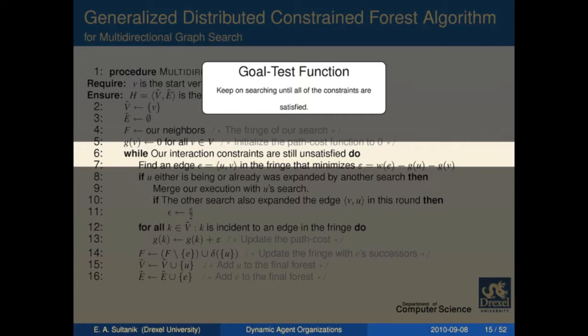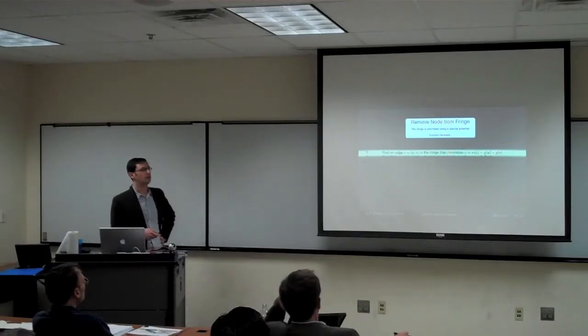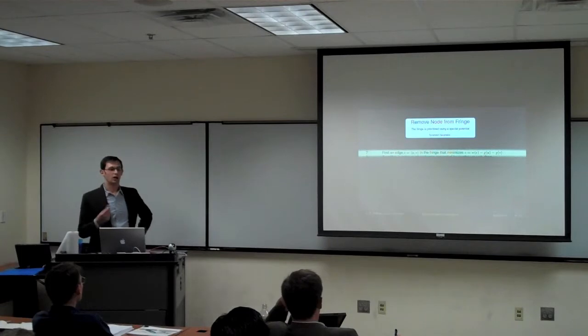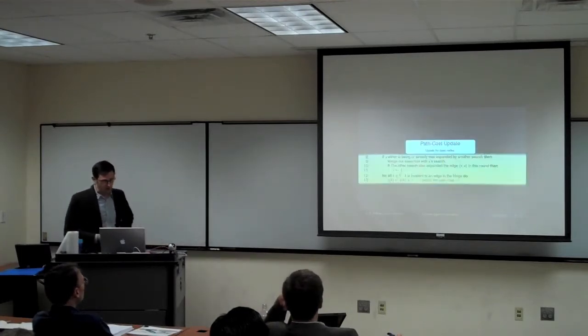Here, we are checking for the goal test function. As long as each of our structures is not connected to each other, then we keep on searching. Here, we are expanding a node from the fringe of minimal potential according to this special potential function. That's how we're prioritizing our fringe. And this, we will see in a little bit, is what is going to provide the quality guarantees for the algorithm.